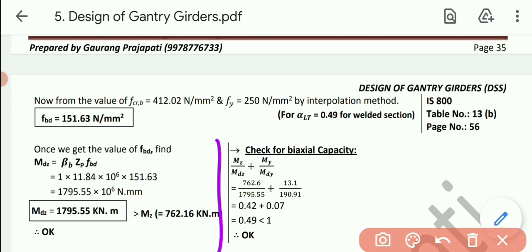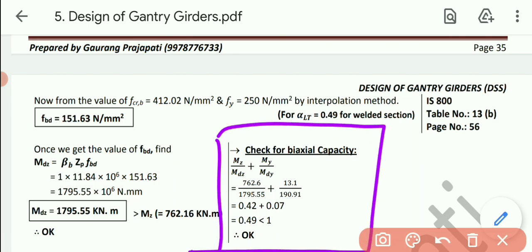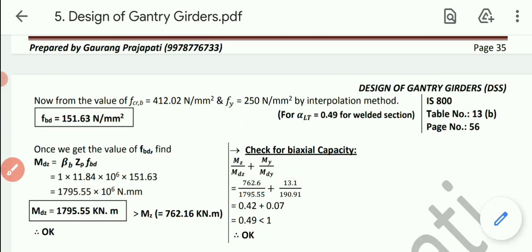So finally check for the biaxial capacity. MZ is 762.6, MDZ is 1795.55, MY is 13.1, divided by MDY, that is 190.91. Ultimately by doing the ratio we will get the answer 0.49, which is less than 1, hence okay. So these are the two checks which are usually asked in the exam. We have satisfied both the terms.